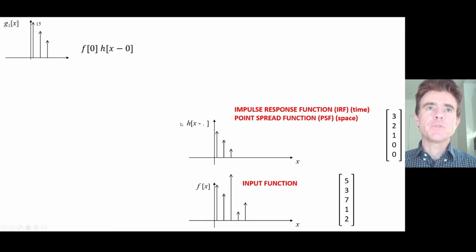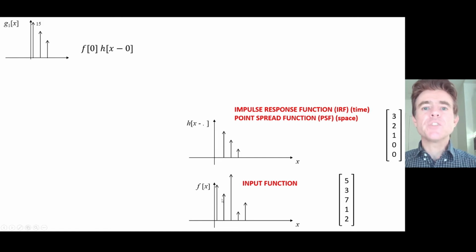Okay, and now the response function is just h of x, and it's got effectively no shift. It's already starting at the correct point of x equals 0. So we take f of 0 times the response function, h of x, and that gives us the total system response to that first sample of the input function.